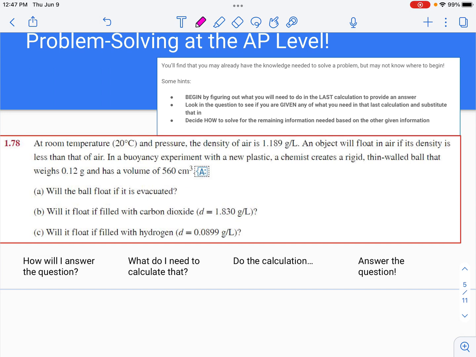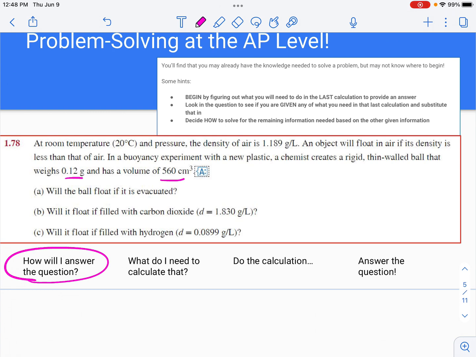And then a chemist has created a thin-walled ball, kind of like a balloon that's a constant volume, a thin-walled ball that has a mass of only 0.12 grams. So the ball itself has a mass of 0.21 grams, and it's hollow, and the inside volume is 560 cubic centimeters. So the first thing that they want to know is, will the ball float if it's evacuated? So the first thing I need to think about is, how will I answer the question?